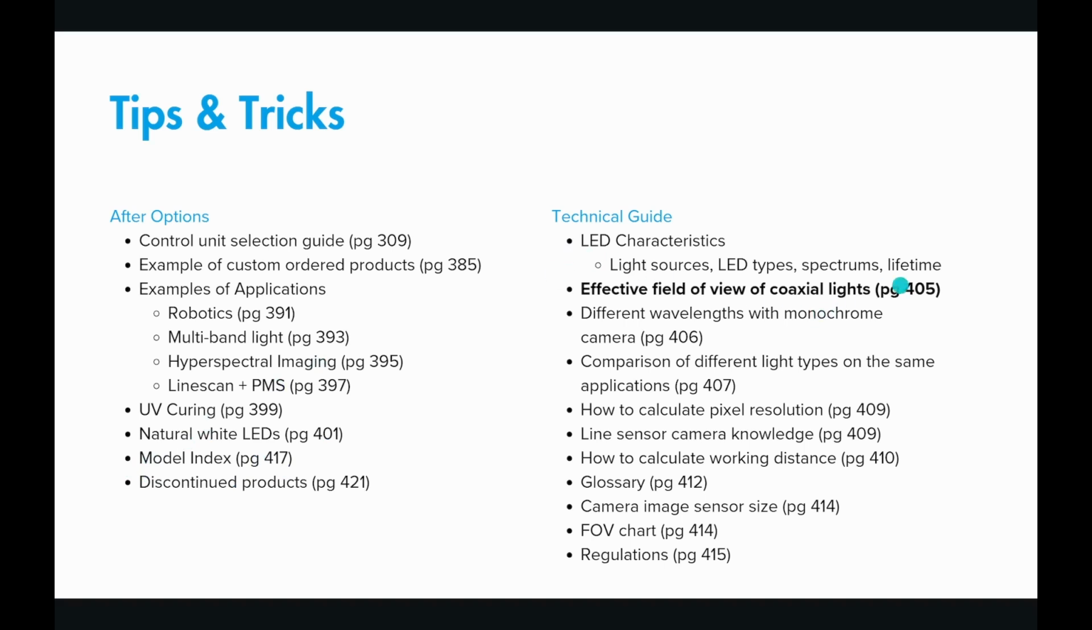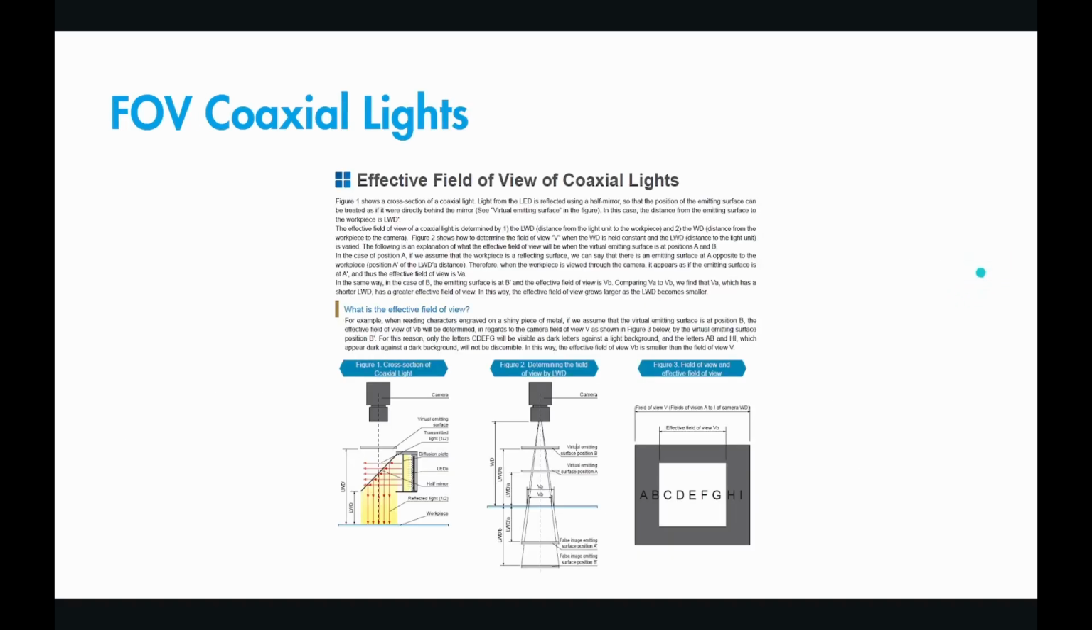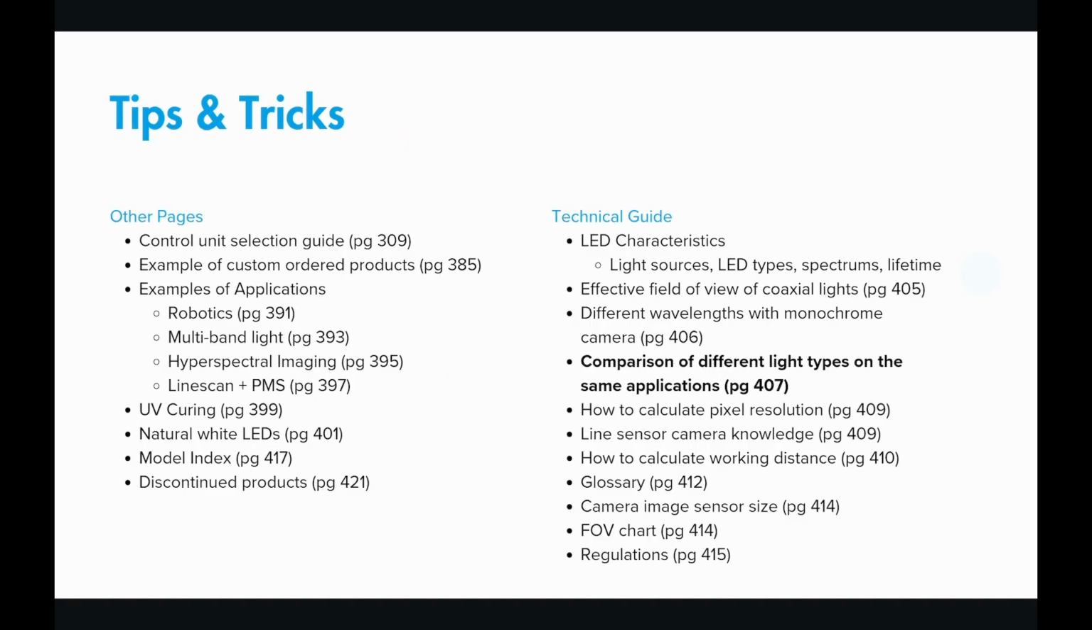And the technical guide is where I think there's underutilized information. The first one that's underutilized is the effective field of view of coaxial lights. There is a whole section where it tells you how to calculate the field of view of your coaxial light based on the size of light, the light working distance that you have, things like that. So if you're working with coaxial light and not sure what to go with, there's a whole portion of the catalog that can help you make that choice.